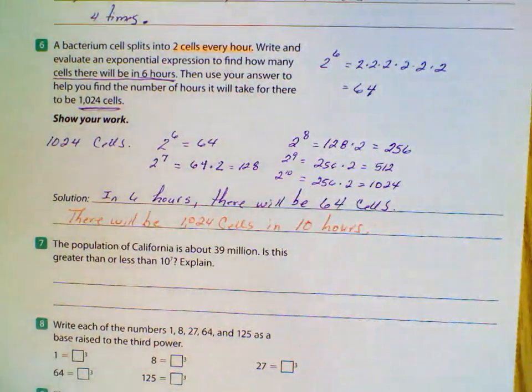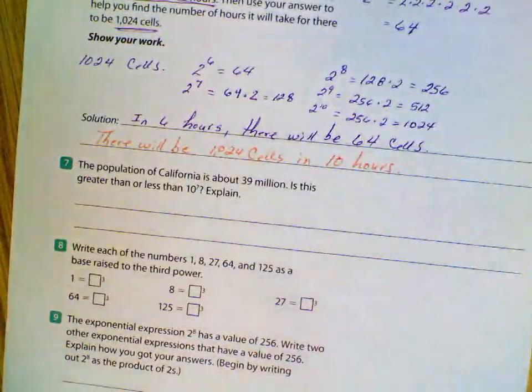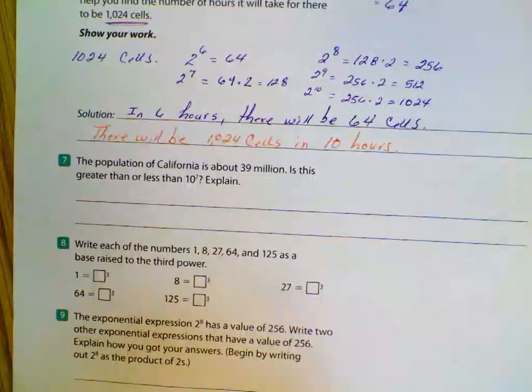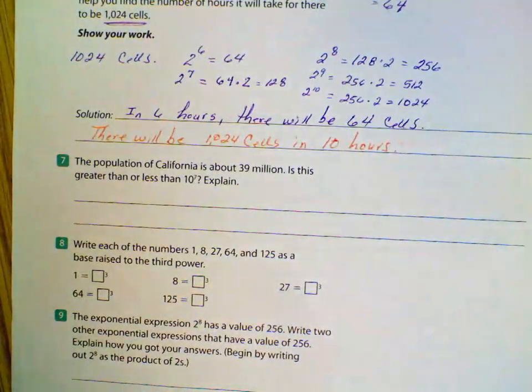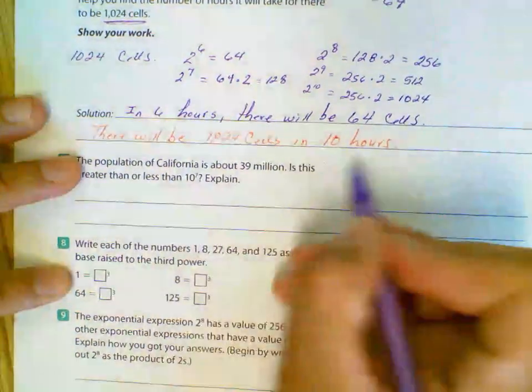Okay, number 7. The population of California is about 39 million people. Is this greater than or less than 10 to the 7th power? Explain. Okay? So in this case, I have 39 million.